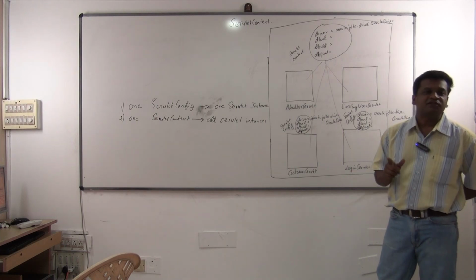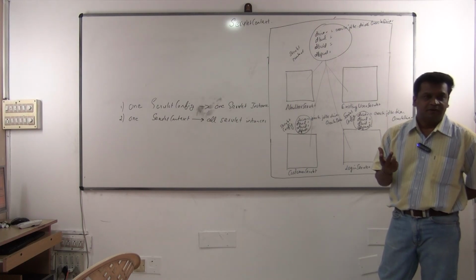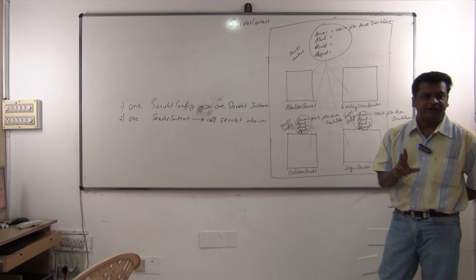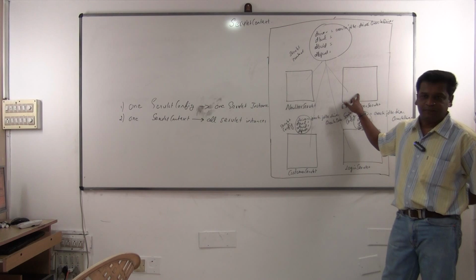Servlet instance gets created under two conditions. One, when the first request comes, or when the server starts up. Server startup instance gets created only when you have used load on startup. Now when does the servlet instance get destroyed? Server shutdown.